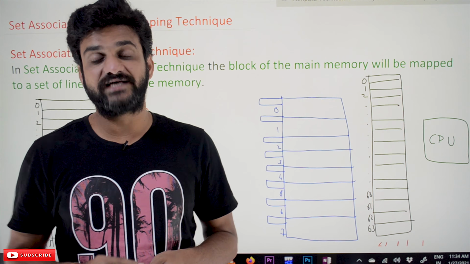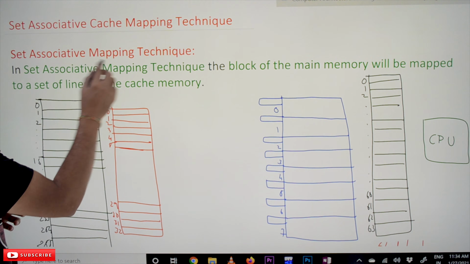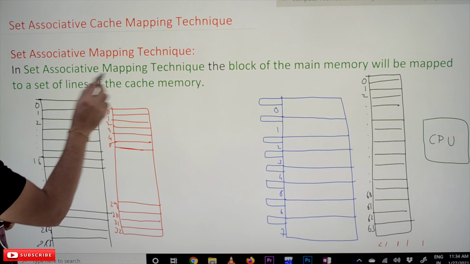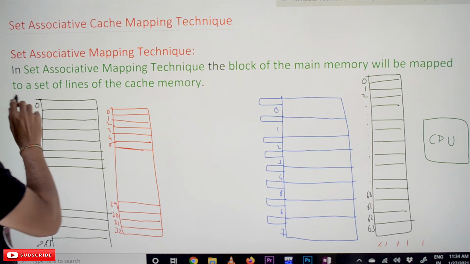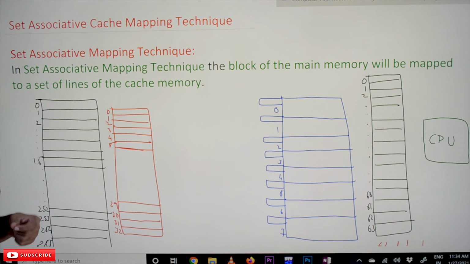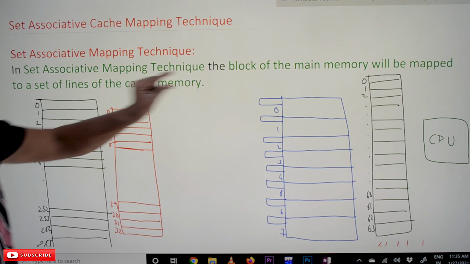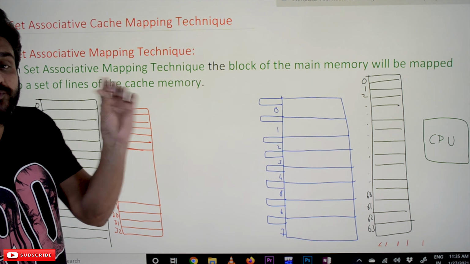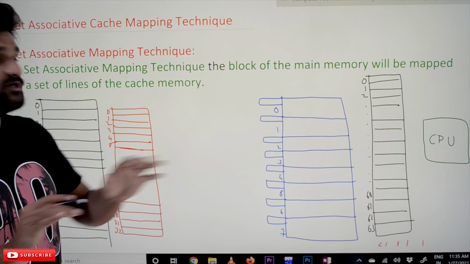Now coming to this class, what is meant by set associative mapping? Set associative mapping technique states that a block of the main memory will be mapped to a set of lines of the cache memory. So each and every block of the main memory will get mapped to a set of lines, some group of lines on the cache memory. What those are, we will try to understand.